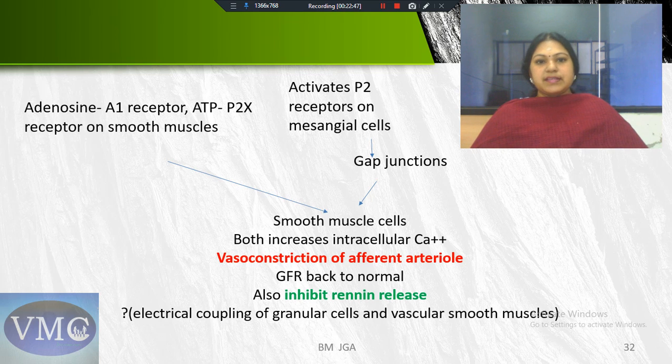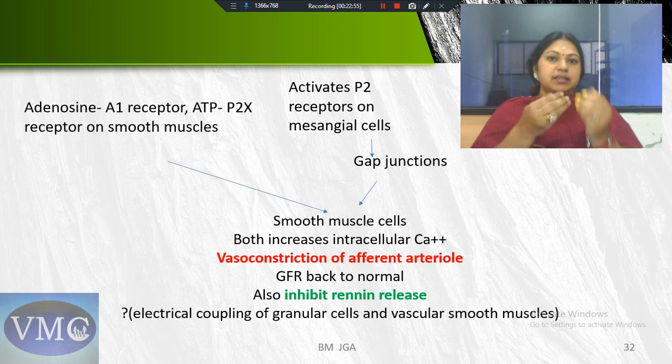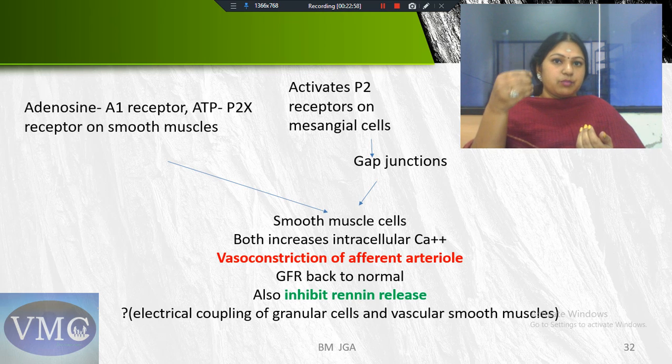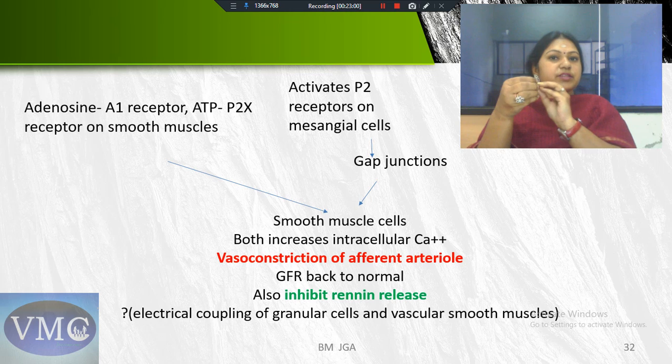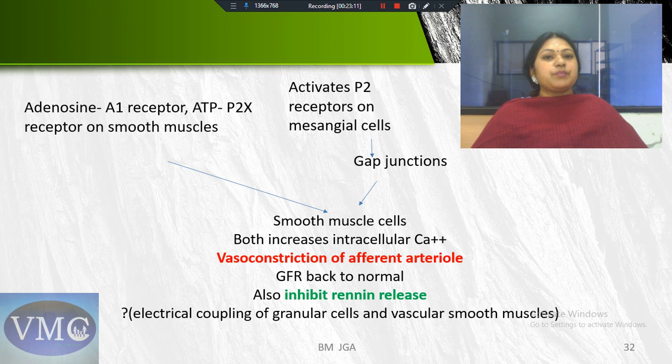So what is happening? There is an increase in the blood flow, and there is no time for the reabsorption of sodium chloride in the PCT. It comes to the thick ascending limb. This sodium chloride concentration is sensed by your macula densa. There is influx of sodium chloride into the macula densa. It causes formation of ATP. This ATP is poured out into the mesangial, into the interstitium, or into the interstitial space.